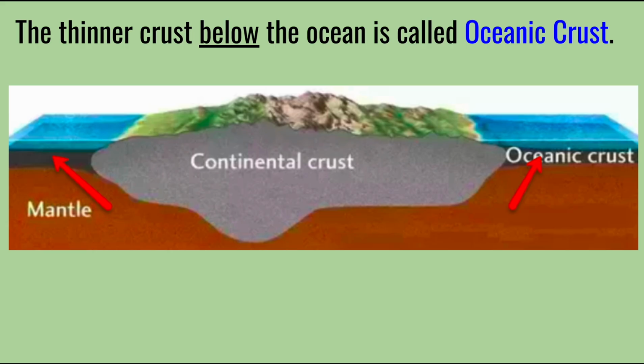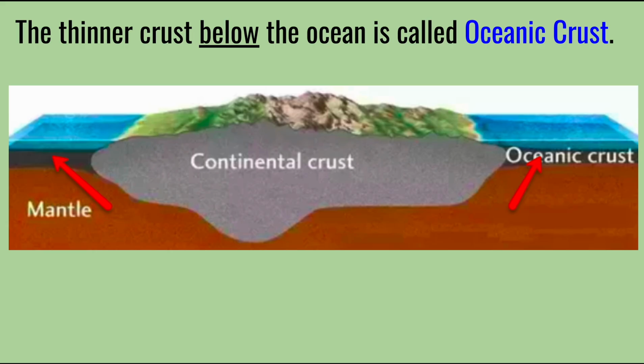Let's go to another one. The thinner crust, see the red arrows? See what they're pointing to? They're also pointing to the Earth's crust, but that Earth's crust under the oceans is thinner, and we call it oceanic crust. Oceanic. That's kind of a hard word to say. Say that to yourself in your brain. Oceanic.